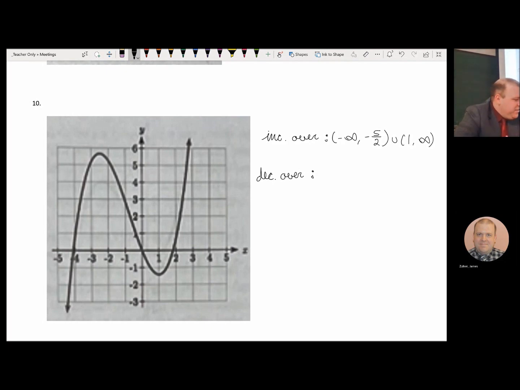Then where are we decreasing? Over 2. Negative 1. And that's it.